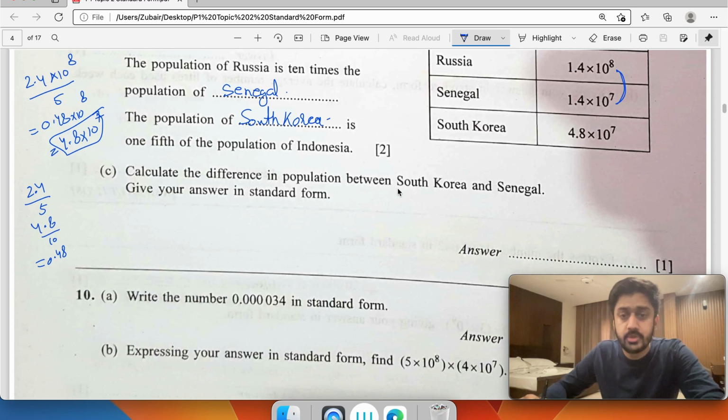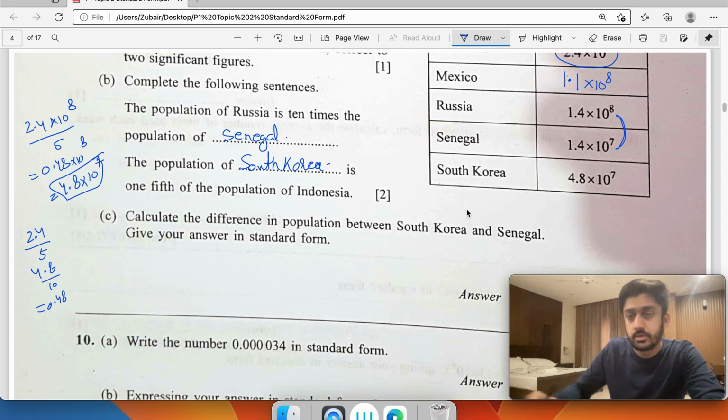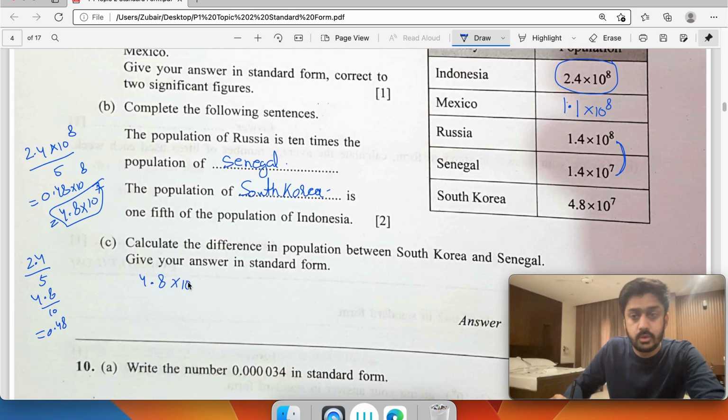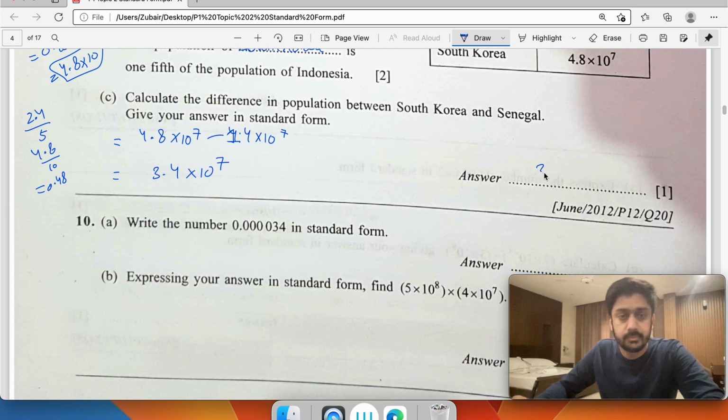Calculate the difference in population between South Korea and Senegal. So this is South Korea, this is Senegal. Larger number 4.8 times 10 raised to power 7 minus smaller number 1.4 times 10 raised to power 7. Powers are already same. 8 minus 4 is 4, 4 minus 1 is 3, so 3.4 times 10 raised to power 7.